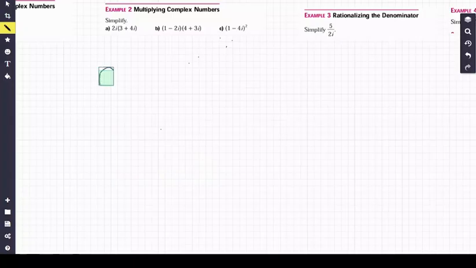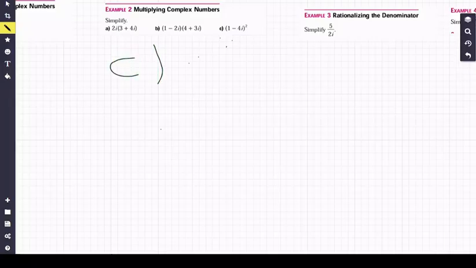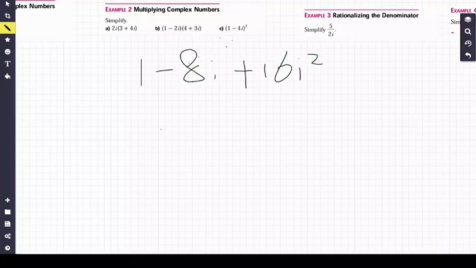And for C, this is basically the same thing, except now we're going to use this binomial squared. We're going to use the formula, which is A squared plus 2AB plus B squared equals A plus B squared, or A minus B squared, or whatever. So let's go ahead. 1 squared, that's 1. And then we do 2 times 4I, which is 8I times 1, 8I. And then squaring that is going to give you 16I squared. So 16, that's -16. So this is -15 minus 8I. Essentially, that is our answer.